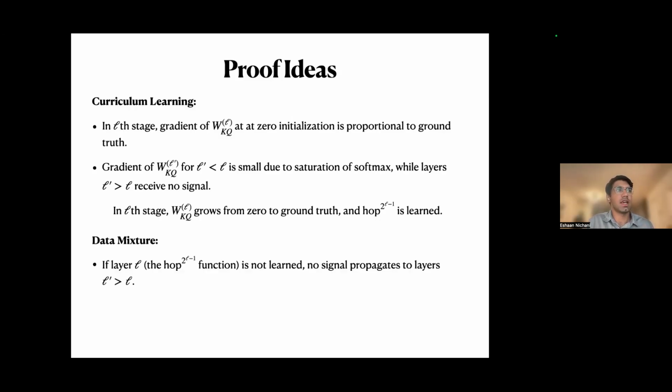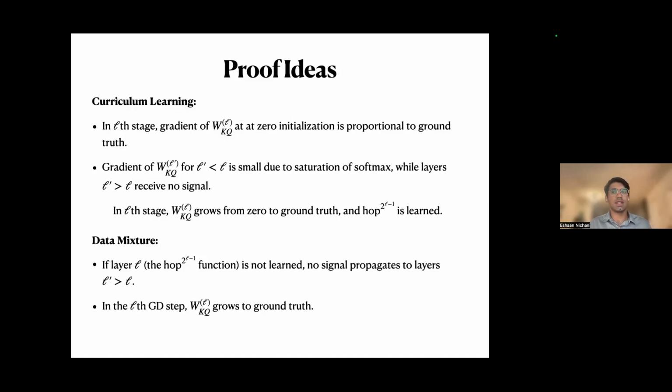In the data mixture setting, it proceeds similarly, but the challenge is now that there is signal coming from all the hop 2 to the L minus 1 functions simultaneously. So if the layer L is not learned, i.e. it's close to 0, no signal gets propagated to the later layers because the effect of layer L being 0 is to just average the information that's being passed into that layer. And as such, there is no signal to any of the later layers. So layer L cannot learn until layer L minus 1 learns.